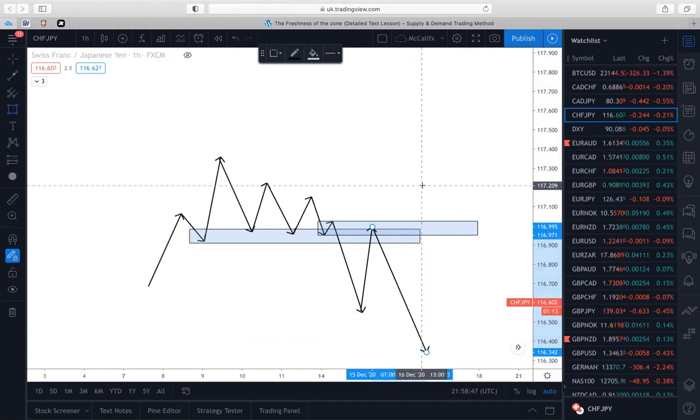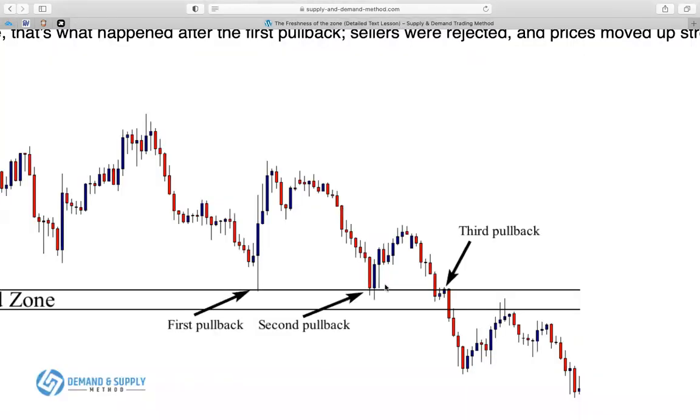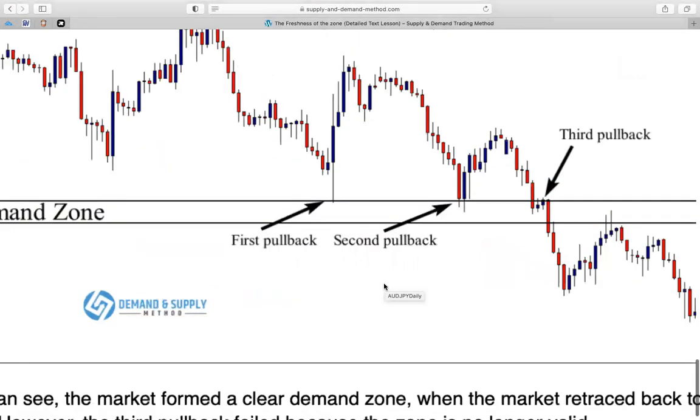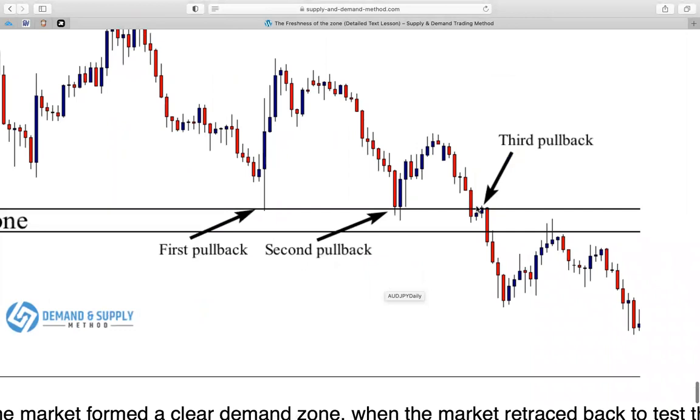So this is how it looks like. This is my region. This is my zone. This was the zone that broke this level, and this is also a rally. Sorry, a drop, base, drop. Price returns back to that same place, and price goes back down.